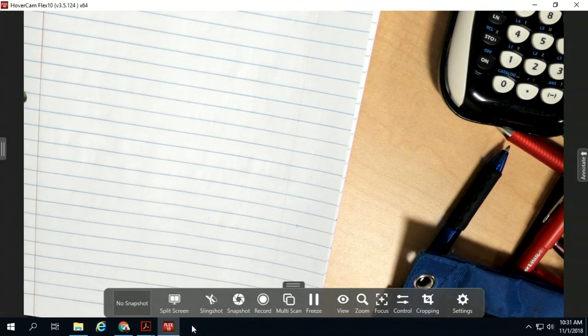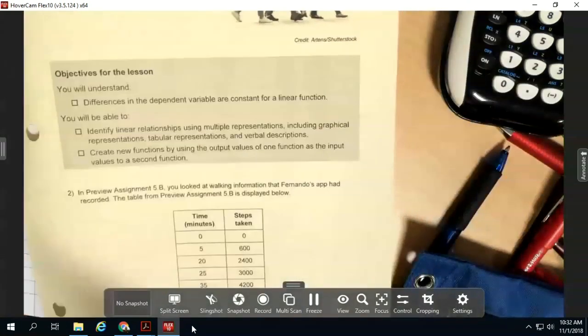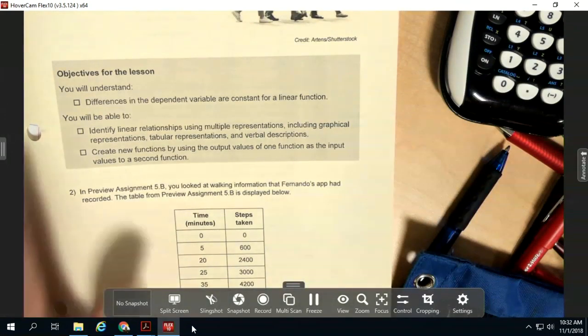Page 71, we're going to start talking about a different way to write a function, and that is we're going to start out with a table and see if we can go to a verbal equation.